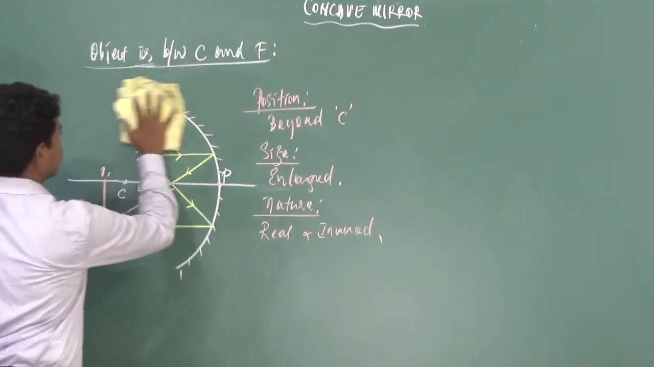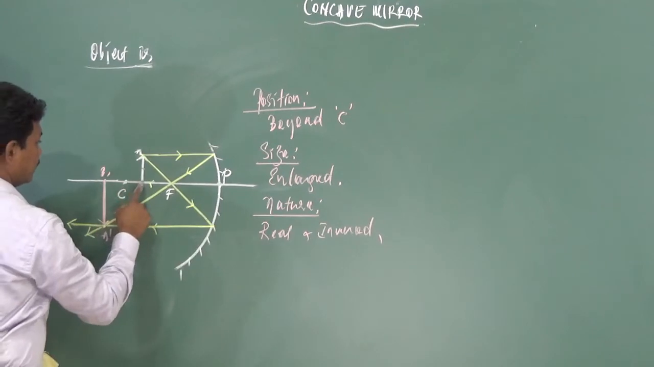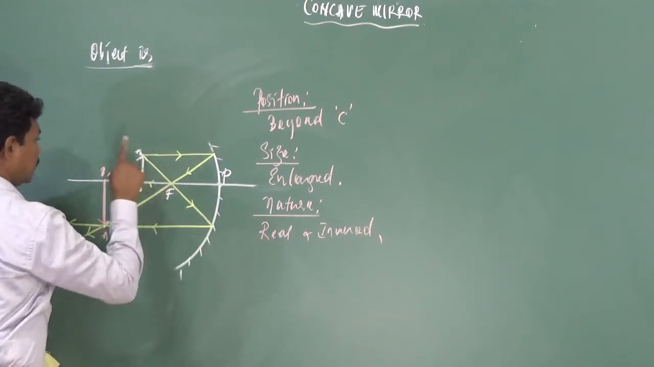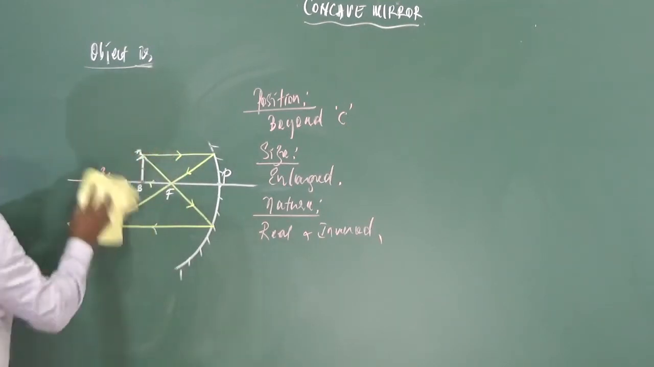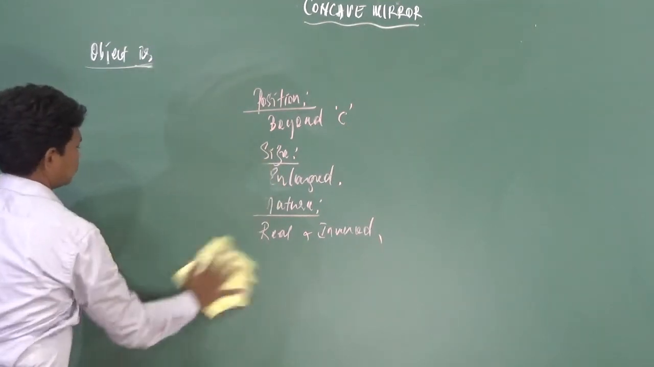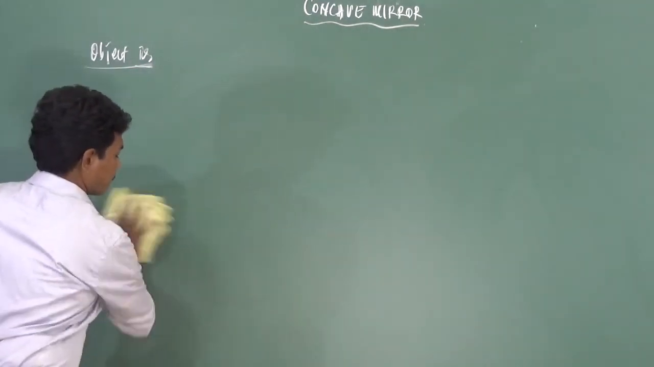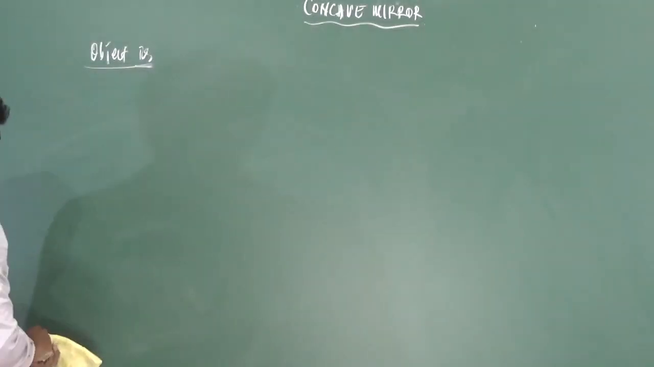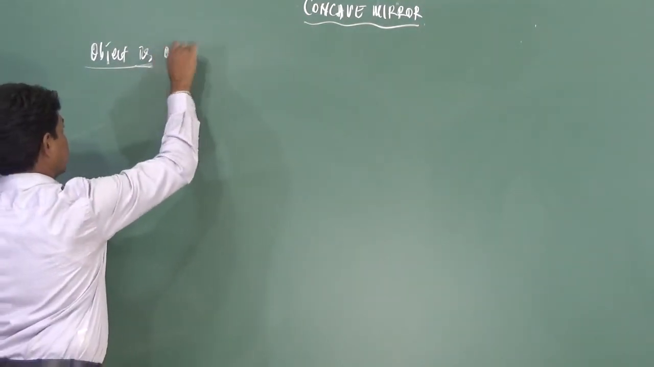Okay, we will go with the next ray diagram. I have placed the object between C and F. Now I will place this object at exactly F. Let's see what happens. Object is at F.